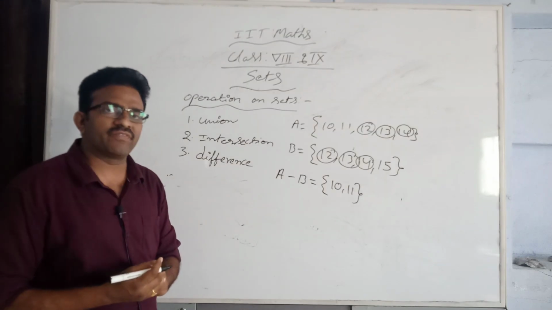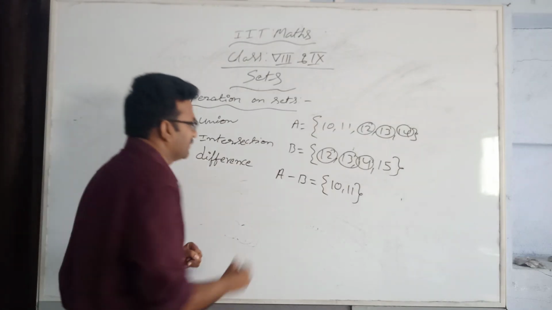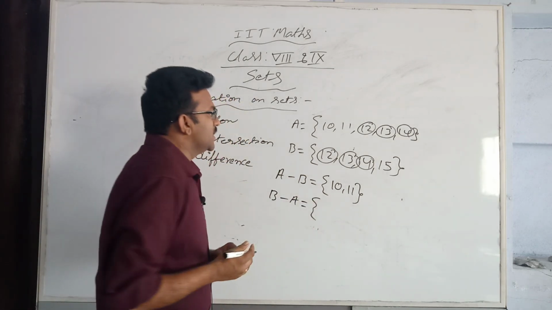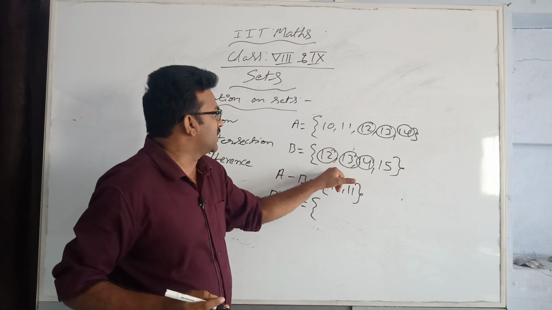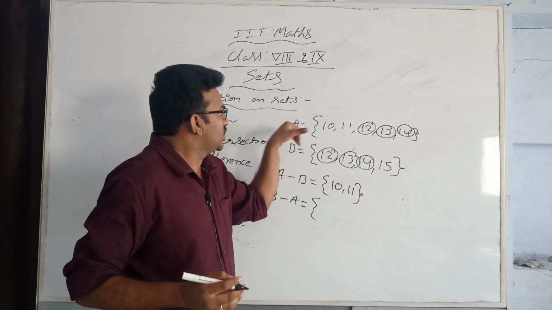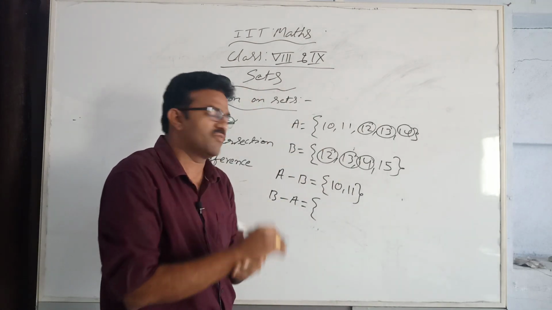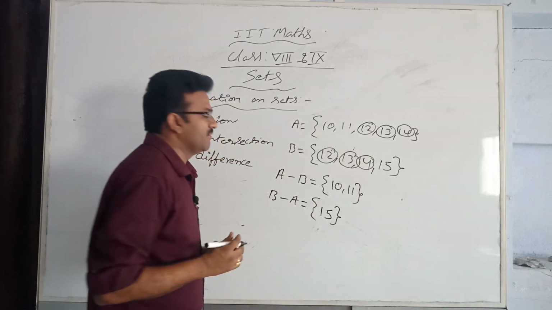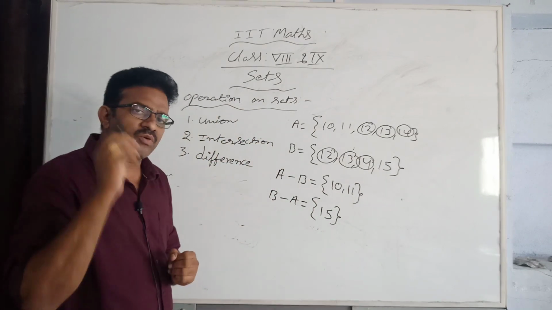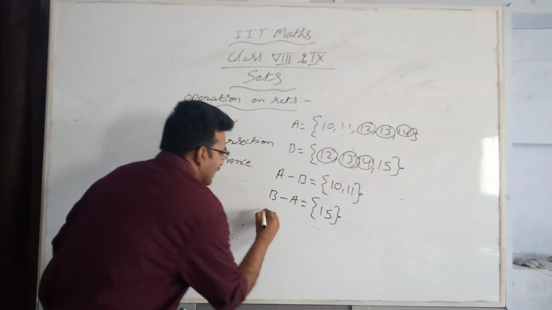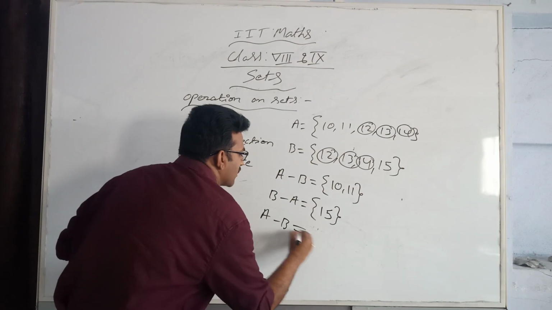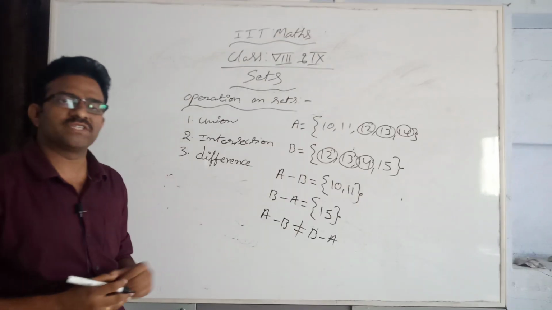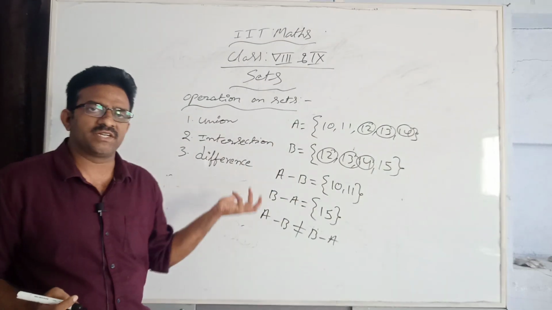Again we are going to take a difference between B and A. B minus A is equal. Here we are removing common elements in B, from B to A. Then remaining elements of B. So 15 will come. Singleton 15 will come. So always we have to remember one thing here. A minus B is not equal to B minus A. So this is the operation on sets.